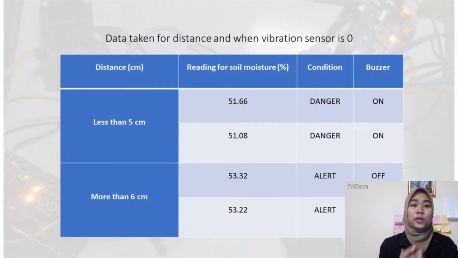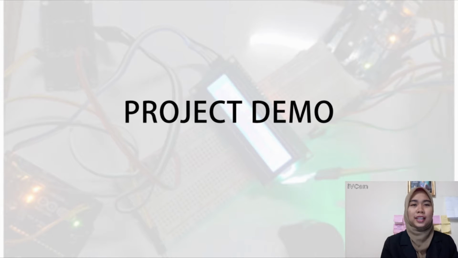The second situation is data taken for the distance of ultrasonic when the vibration sensor is 0. There are two conditions for this situation, which is less than 5 cm and more than 6 cm. Now I will show you the project demo.